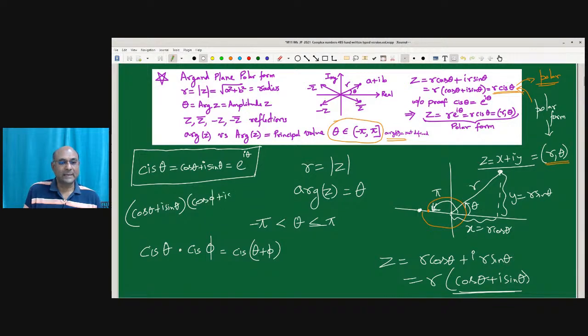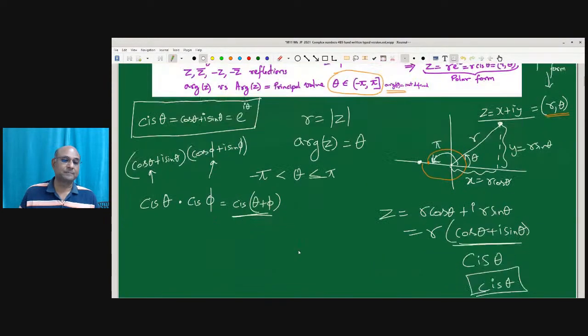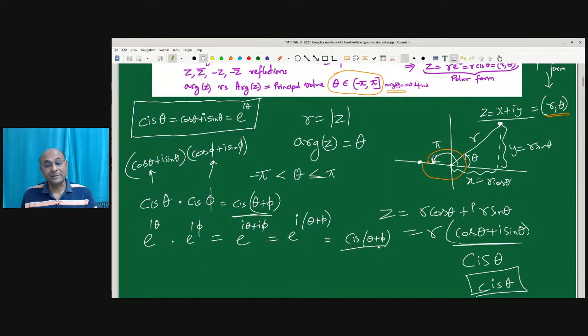This is cis, this is cis. You can show that this is true. It is called De Moivre's theorem. De Moivre showed this simple statement. But if you think in terms of exponents, it becomes easy. e power i theta into e power i phi must be e to the power of i theta plus i phi, which must be e to the power of i times (theta plus phi), which must be cis of theta plus phi. But what is cis of theta plus phi? Cos of theta plus phi plus i sin of theta plus phi.